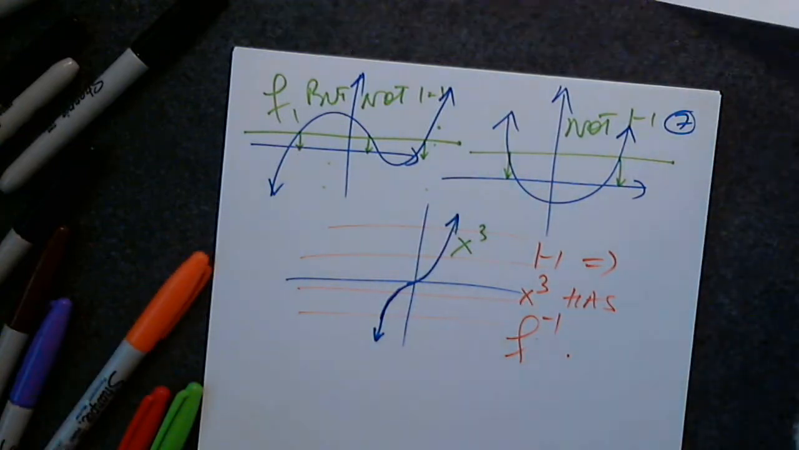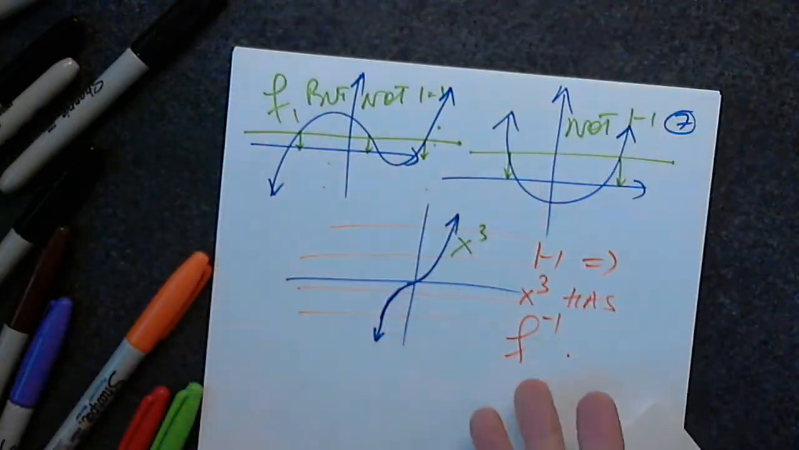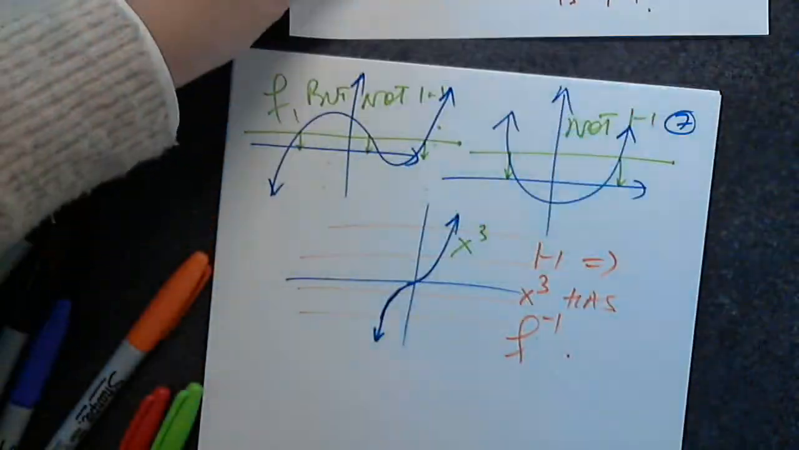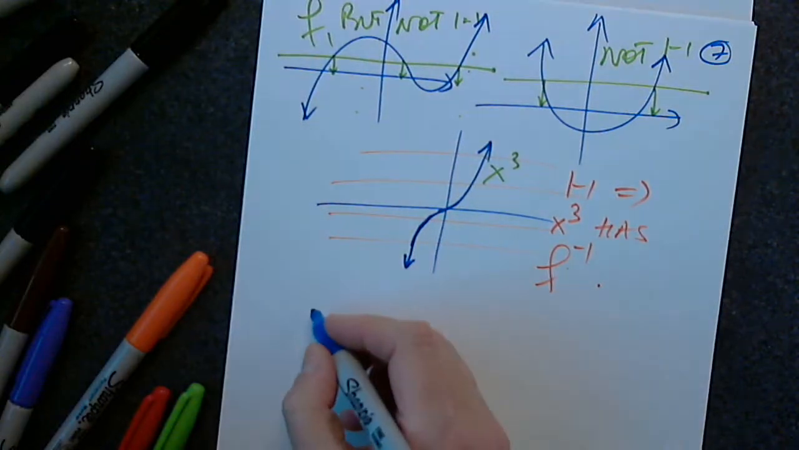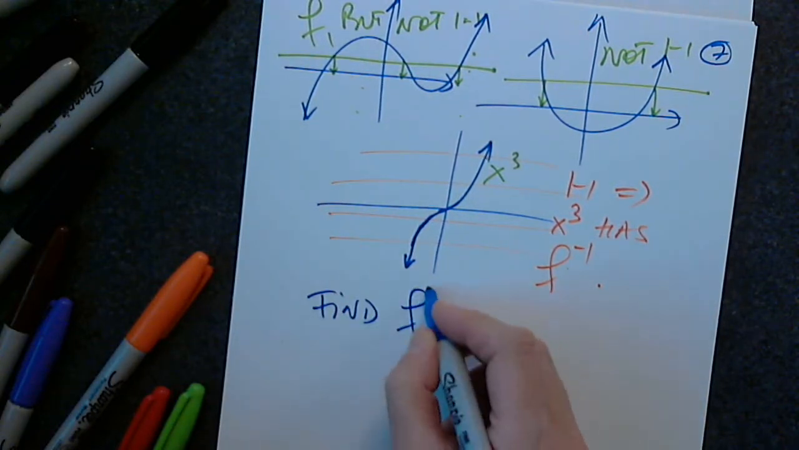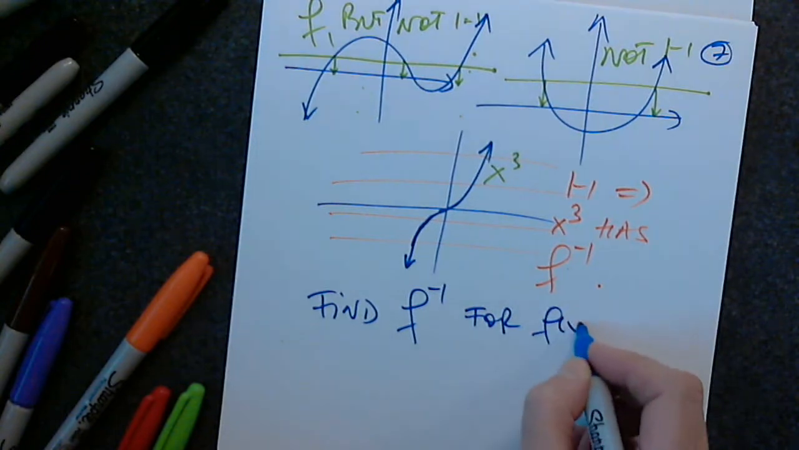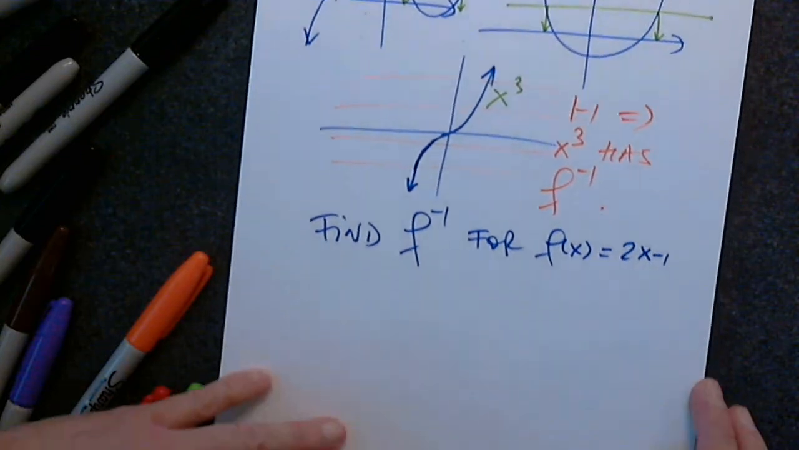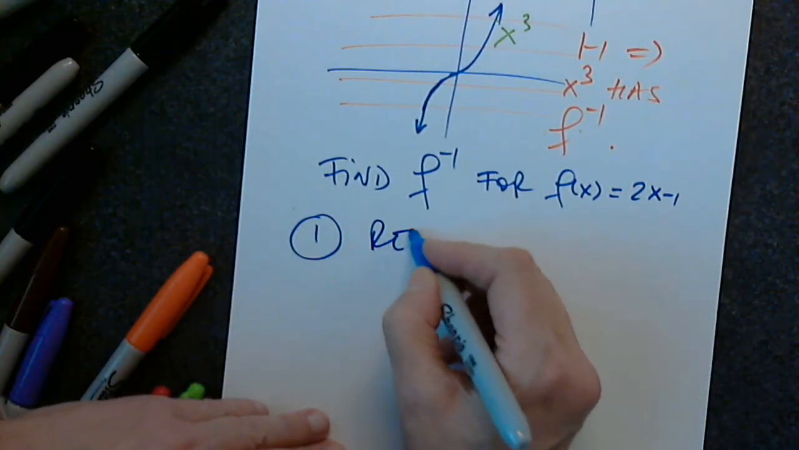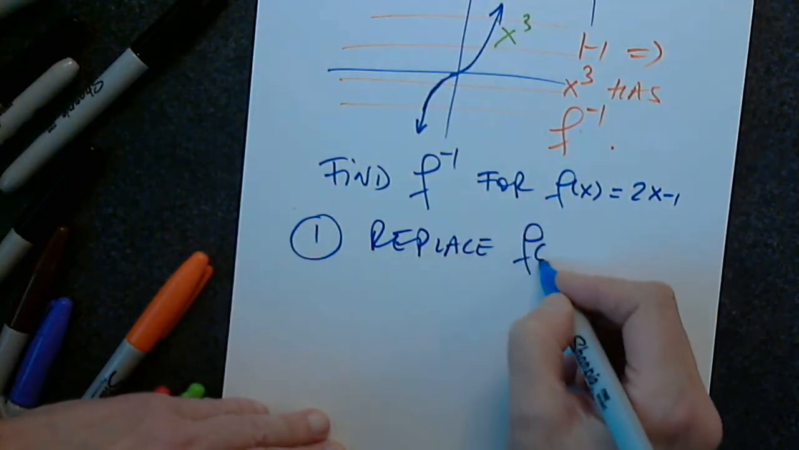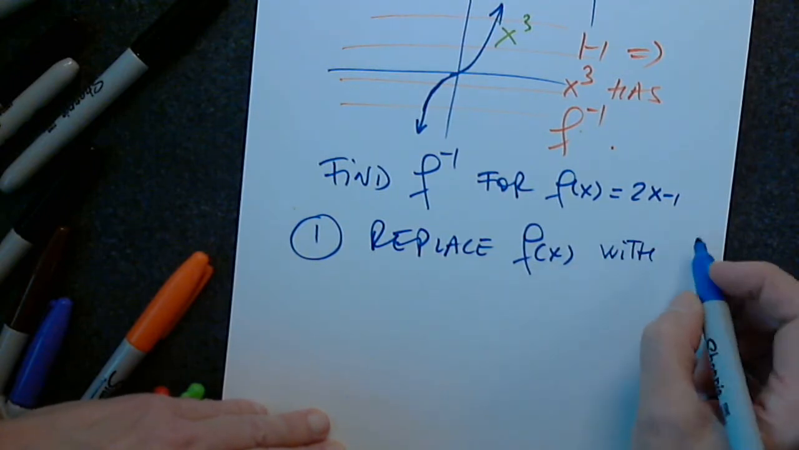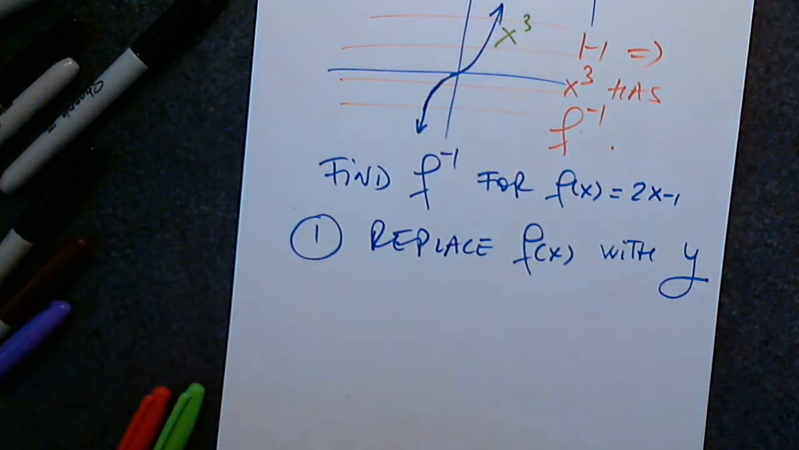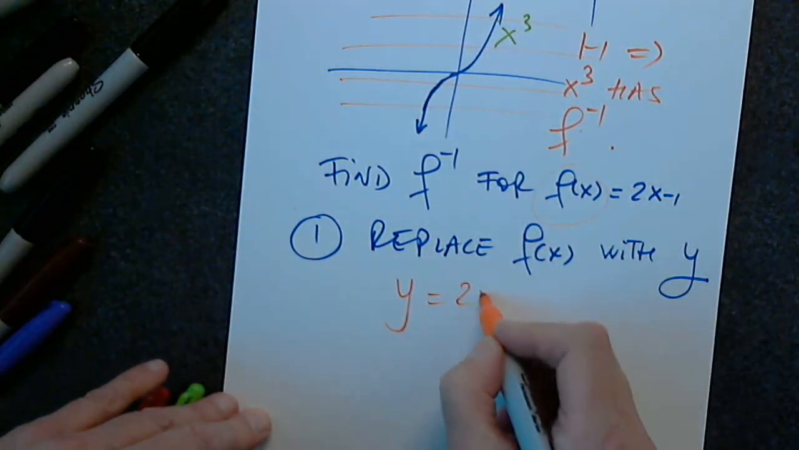Okay, so coming back, all these were by the horizontal line test. Now 2x minus 1. Here's what we need to do. Find f inverse for f of x equals 2x minus 1. Step number 1: replace f of x with y. In other words, I'm saying replace this notation with y.